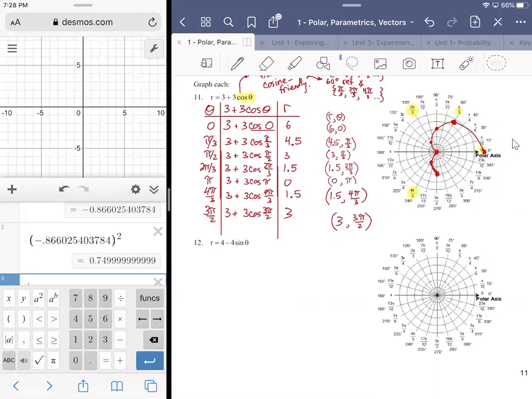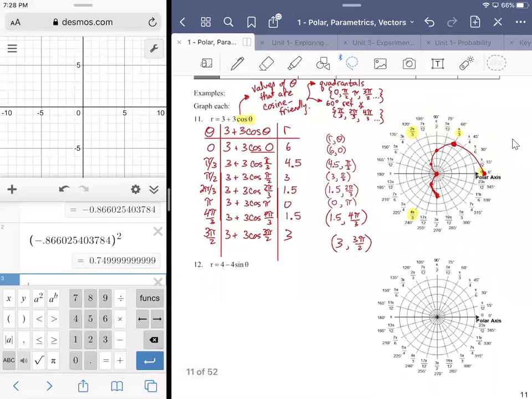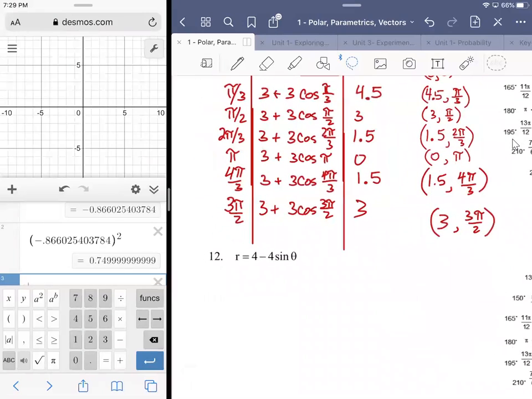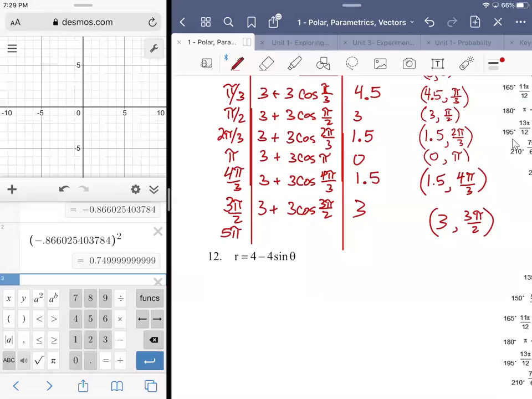All right, so then next up, if I'm not mistaken, 5 pi over 3. And then after that, we should be able to close the loop. 3 plus 3 cosine 5 pi over 3. Fourth quadrant, cosine's positive, right? So 3 times 1/2, 3 halves, also known as 1.5, added to the 3, and I get 4.5. All right, so we're looking at 4.5, comma, 5 pi over 3.